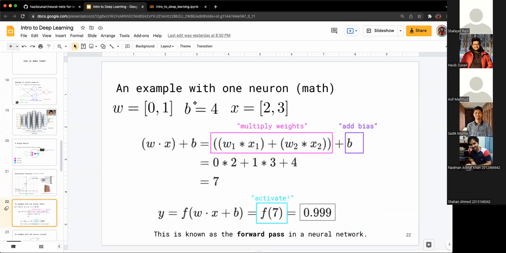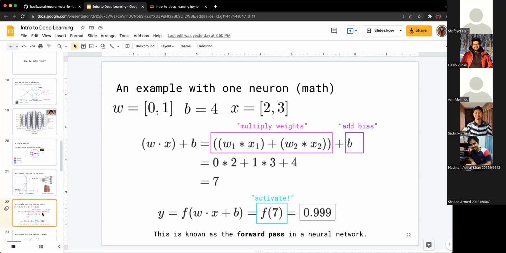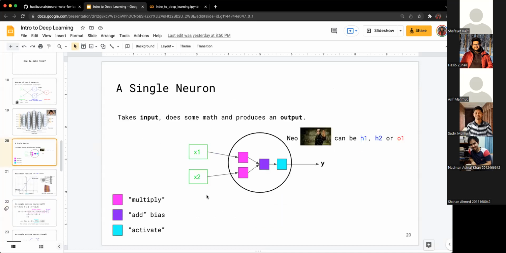Okay, so let's look at a really simple example with just one neuron. For example, we have weights, which, if you look at this diagram, are this one and this one. We have 2 weights. For each neuron, we have one bias term, which is just an integer number. And then we have the inputs, which in our case are 2 and 3, x1 and x2.